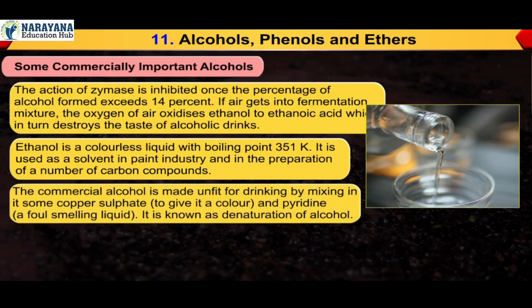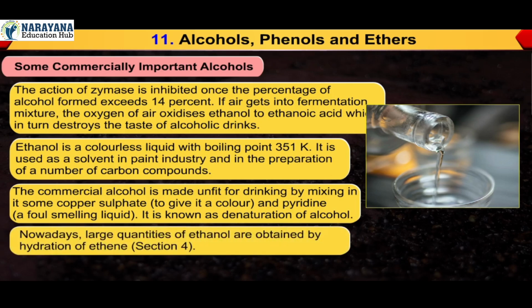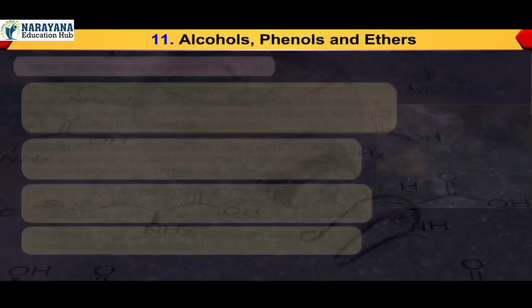The commercial alcohol is made unfit for drinking by mixing in it some copper sulfate, that is, to give it a color, and pyridine, that is, a foul-smelling liquid. It is known as denaturation of alcohol. Nowadays, large quantities of ethanol are obtained by hydration of ethene.